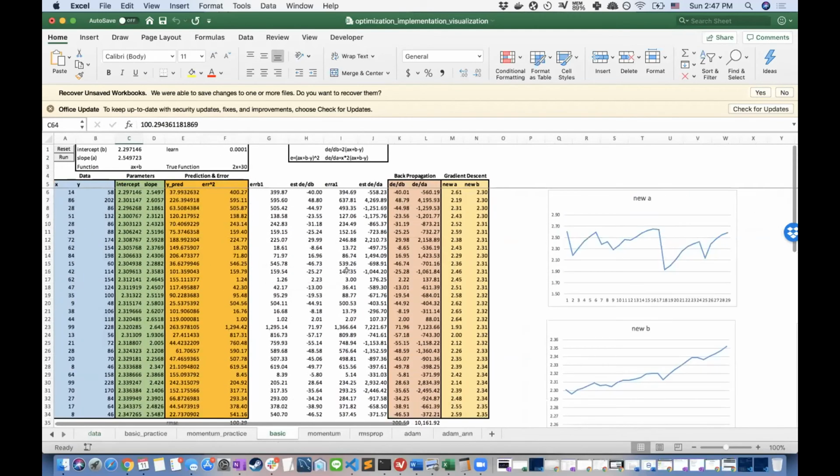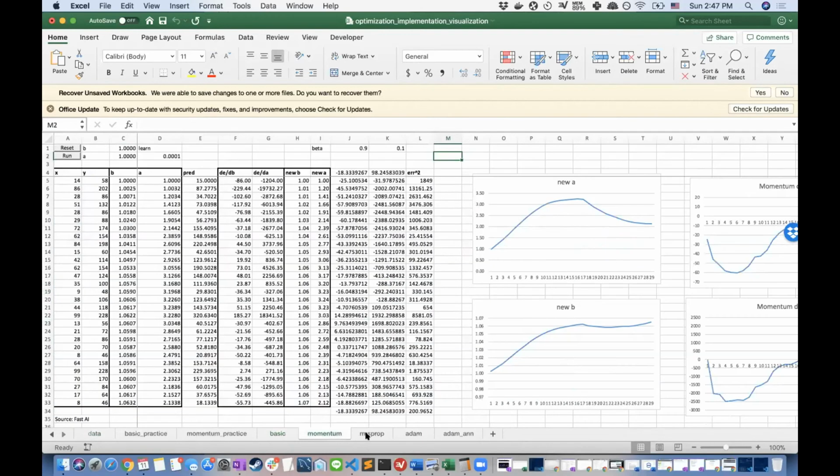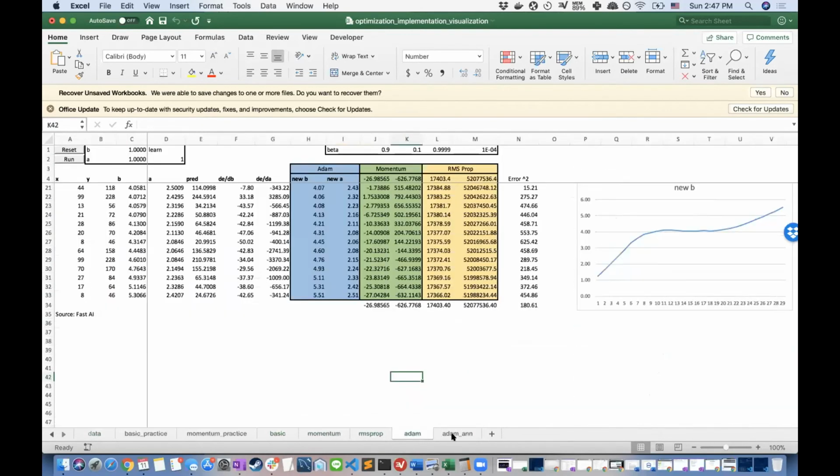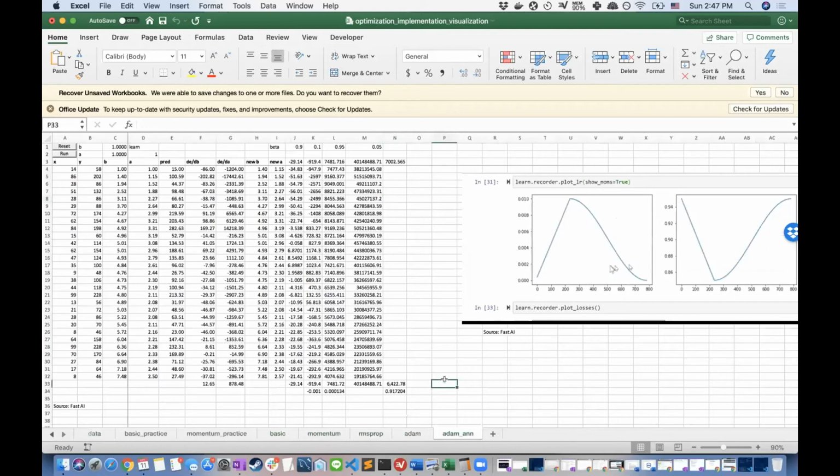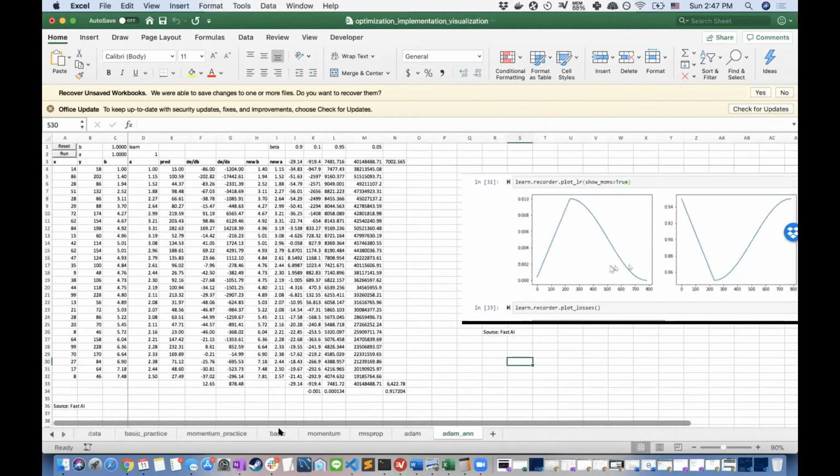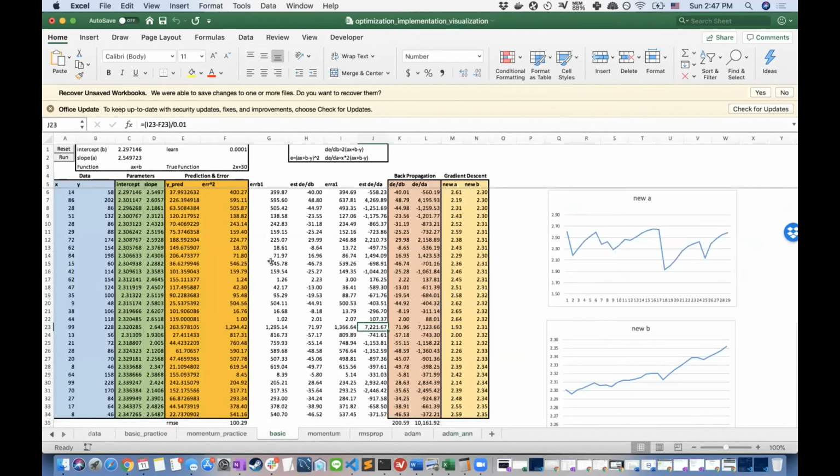Okay, so this is the basic gradient descent, and this is the momentum. This is RMSProp. This is Adam annealing, and again, using that annealing of the learning rate, scheduling the learning rate, which we'll learn later on next section. So I won't touch upon this until next time. Okay, so gradient descent.